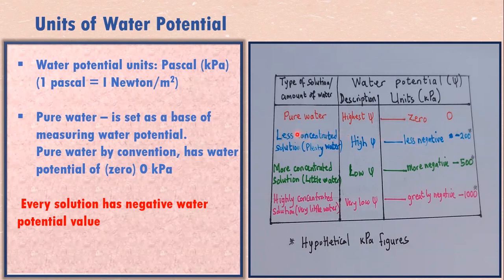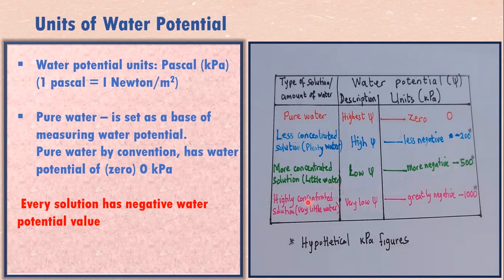So when you have a less concentrated solution, it means it has plenty of water, and so you have a high water potential. So you have a less negative value, because then the value is closer to pure water. Then when you have a more concentrated solution, it means you have little water. So you have low water potential, and the value is more negative. We've put down hypothetical values as this.